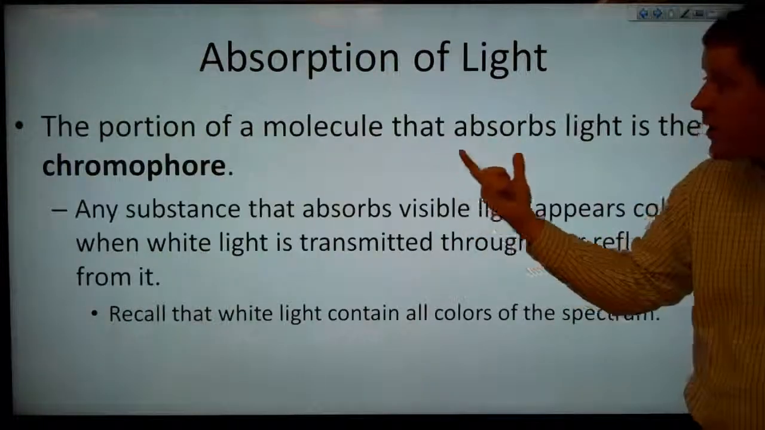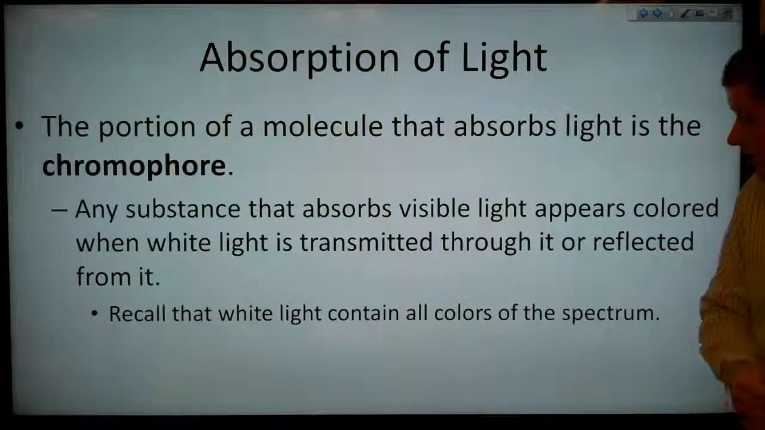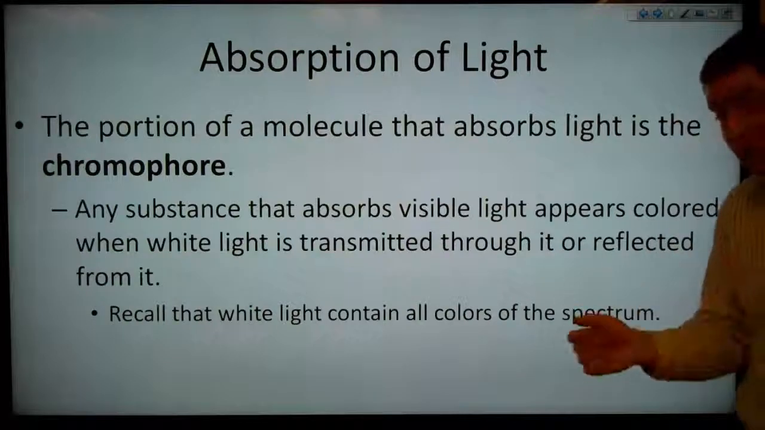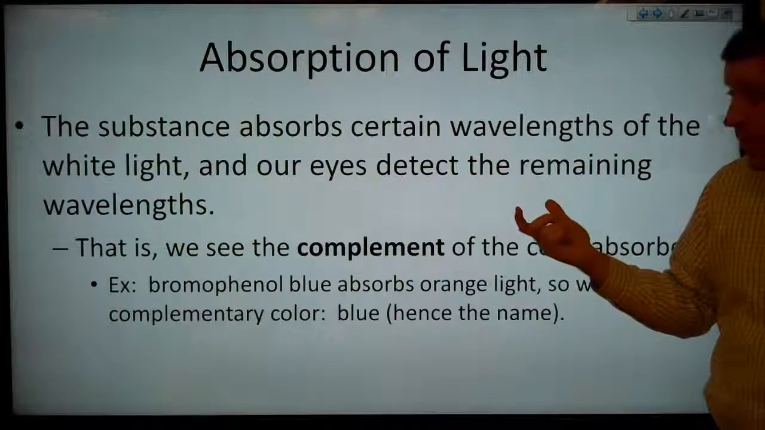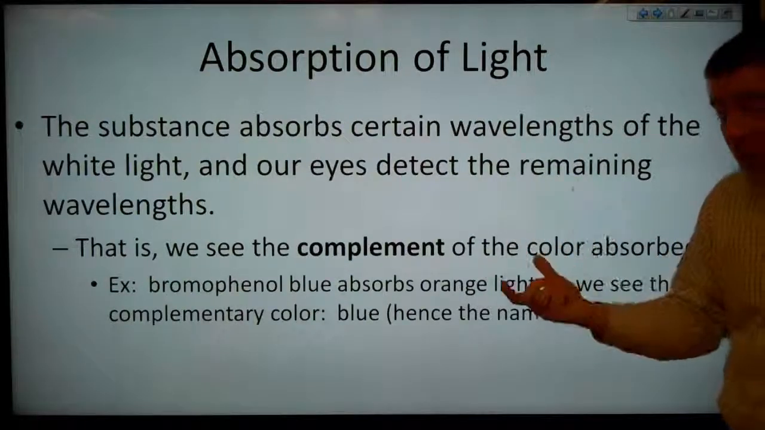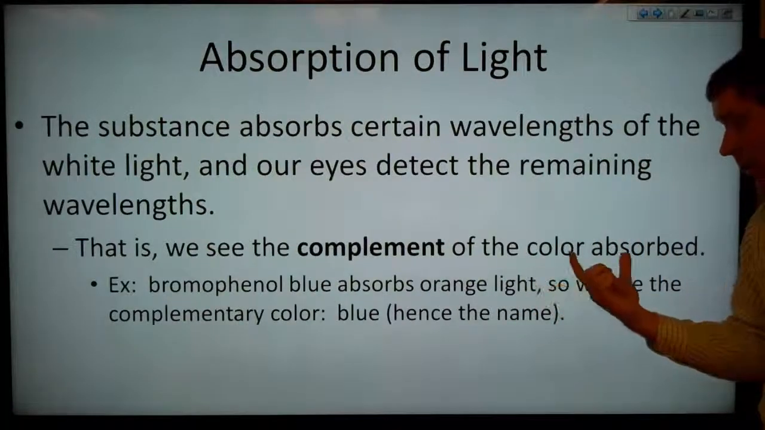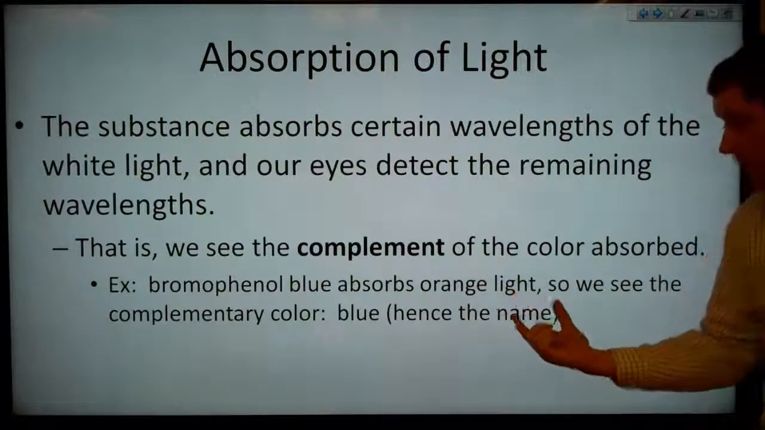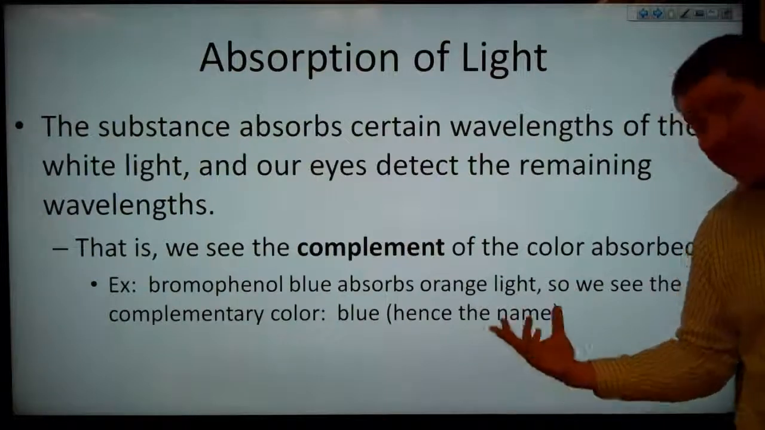So that portion of a molecule that absorbs light is called a chromophore, and any substance that absorbs visible light will appear colored when white light is transmitted through it or reflected from it. And remember that white light contains all the colors of the spectrum. Now, the substance absorbs certain wavelengths out of the white light, and our eyes detect the remaining wavelengths, which means that we see the complement of the color that is absorbed. For example, bromophenol blue absorbs orange light, so we see the complementary color, which is blue, hence the name.